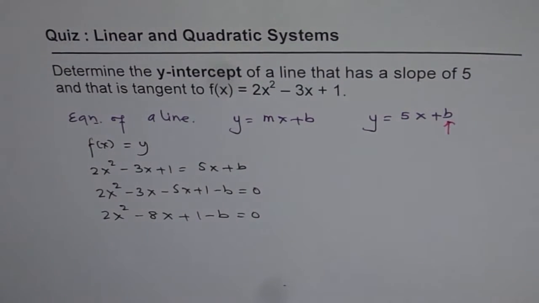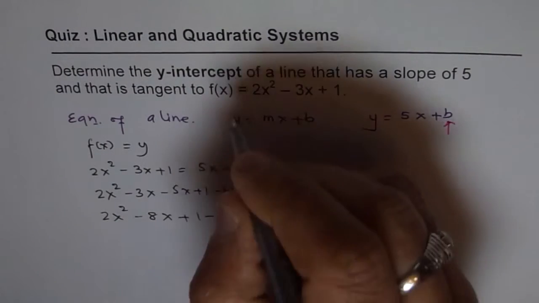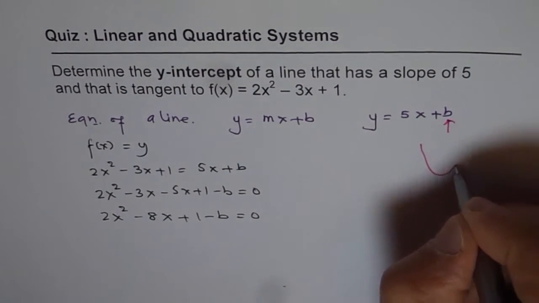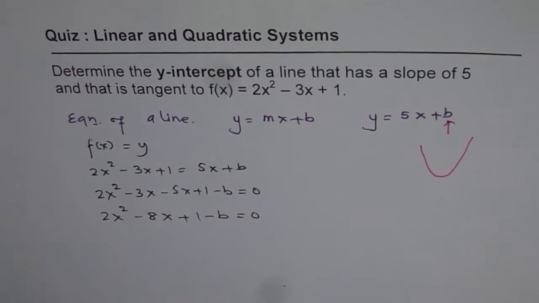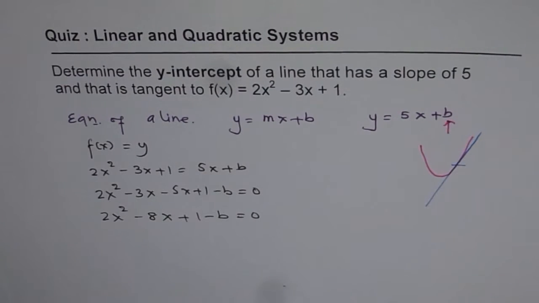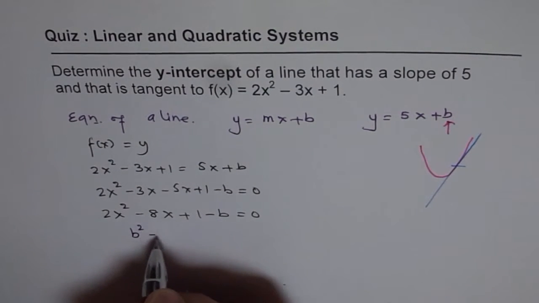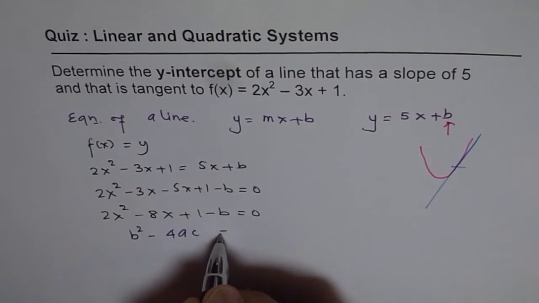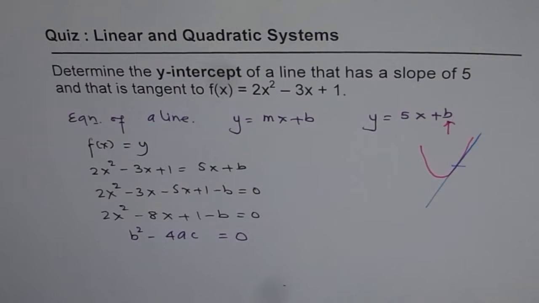Now we can use the quadratic formula to solve this. But what we need is the y-intercept of a line that has a slope of 5 and is tangent to the curve. Tangent means that when this line is intersecting this parabola, which is opening upward, and the line has a positive slope of 5, let's say we draw a line like this, then it is meeting only at one point. So that gives us an idea that b squared minus 4ac for this equation should be equal to 0. Only then it is possible.